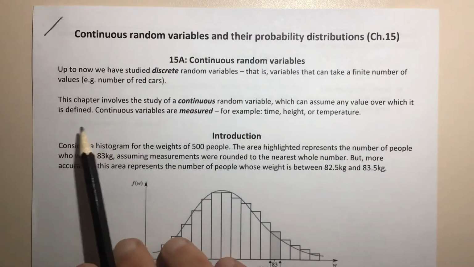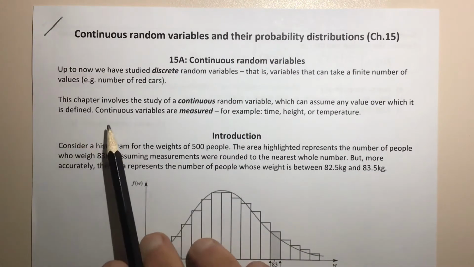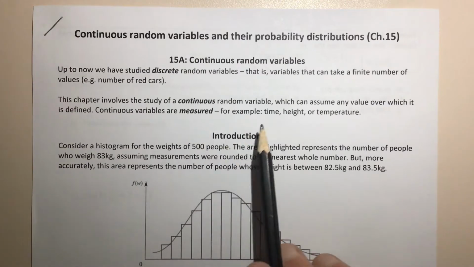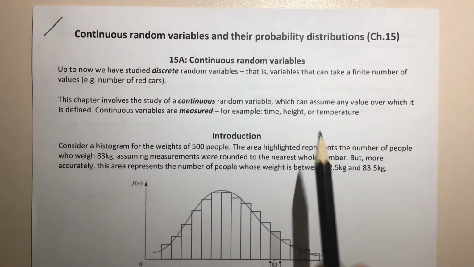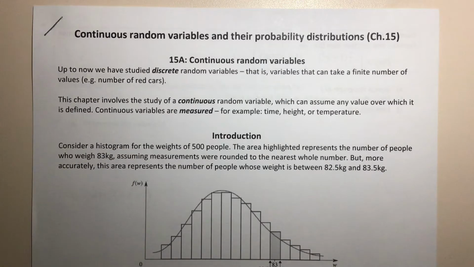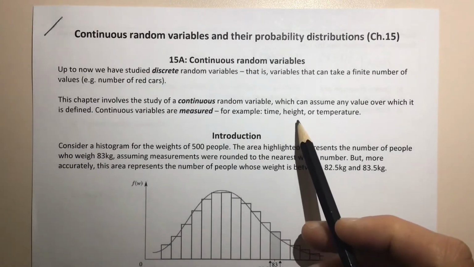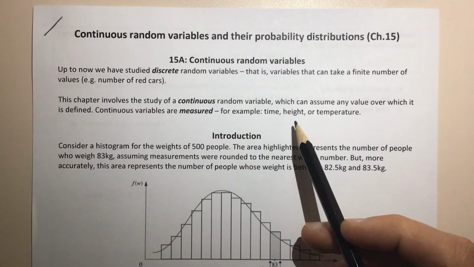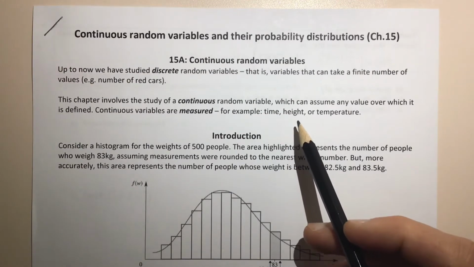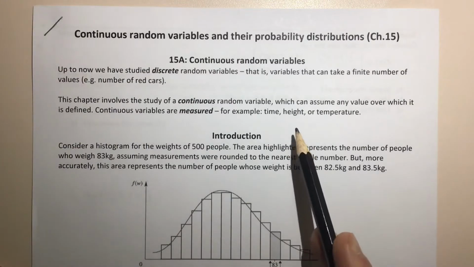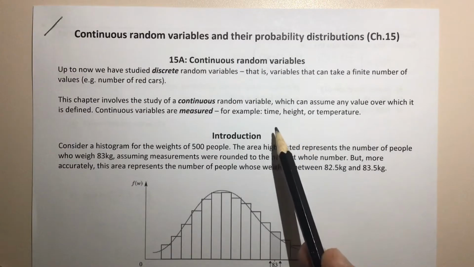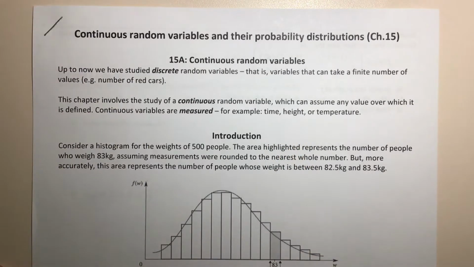any value over which it is defined. And that's because continuous variables are measured. So think about things like time or height or temperature. In theory, these can take any value because you can measure them to more and more degrees of accuracy, right? So someone can be 152 centimeters tall, but you could measure it more accurately and say that they're 152.735 centimeters tall. And you can measure more and more accurately. So in theory, there's any sort of number that these values can take.